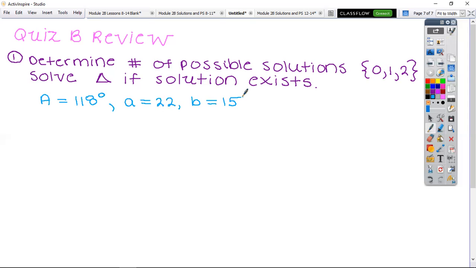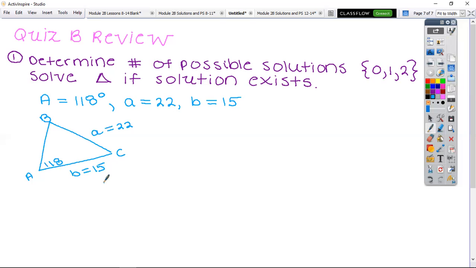First thing I want to do in every single one of these cases is sketch this out. So I'm going to sketch a non-right triangle, and I'm going to label it as triangle ABC, however you'd like to do that. And we have angle A is 118 degrees. Little a across from that is 22, and little b across from angle B is equal to 15.